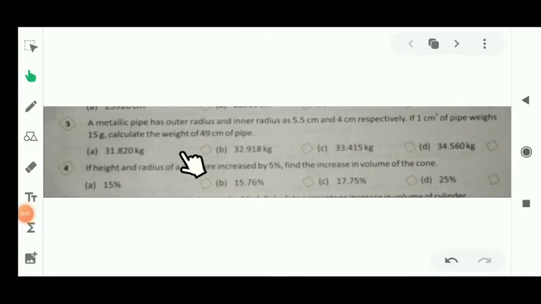The question number 3 is: a metallic pipe has outer radius and inner radius given as 5.5 centimeter and 4 centimeter respectively. If 1 centimeter cube of pipe weighs 15 gram, calculate the weight of 49 centimeter of pipe.